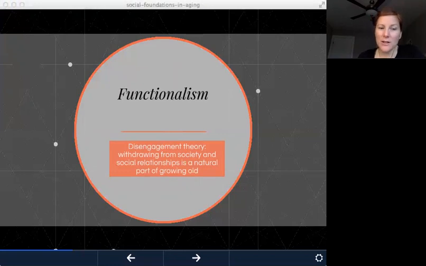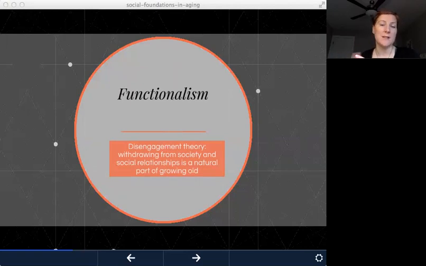So functionalists argue that age performs a specific function in society, hence functionalism. And one of the main theories in functionalism is disengagement theory. This is one of the early ones. This theory suggests that as you age and you become more limited and have more functional limitations, you disengage from society and society disengages from you.